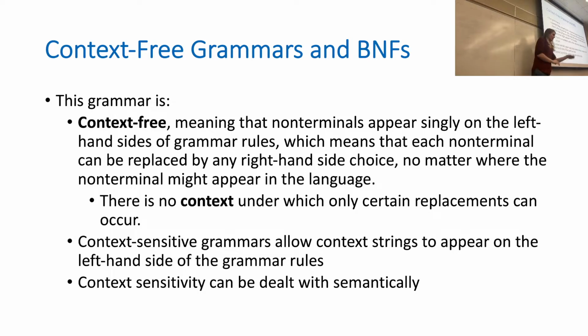BNFs are meant to define context-free grammars where we can make a non-terminal substitution whenever we want, however we want, and anything that might require context, we'll deal with that with another tool somewhere else down the line. That's the idea. So when we're defining the structure of a programming language, we'll do so in a context-free way, which just makes things simpler for us.